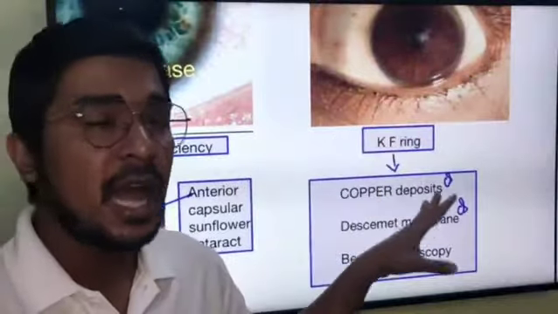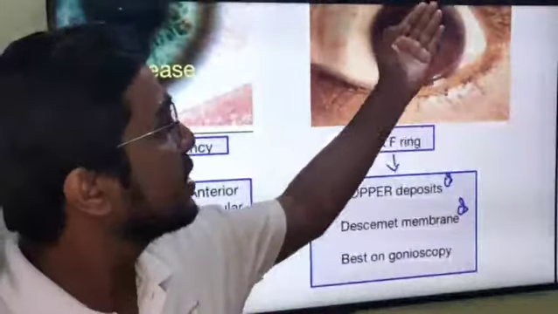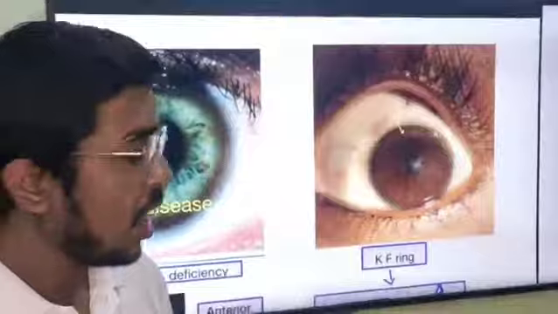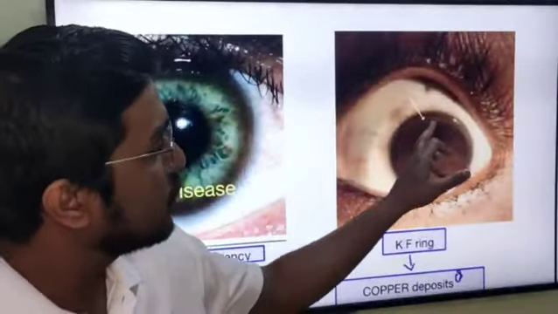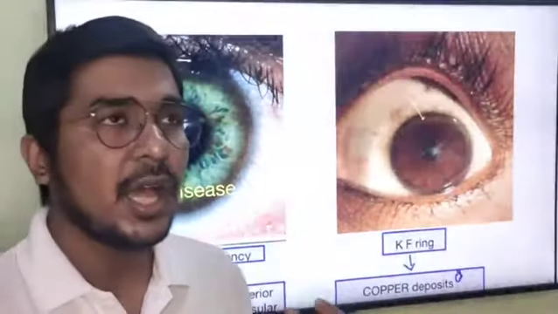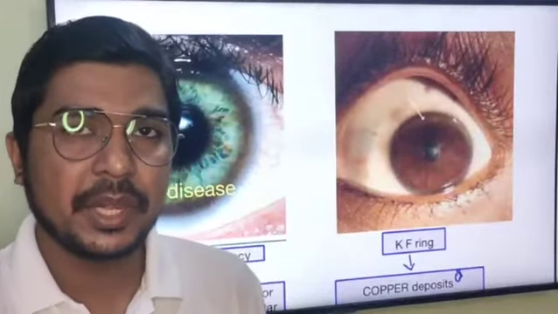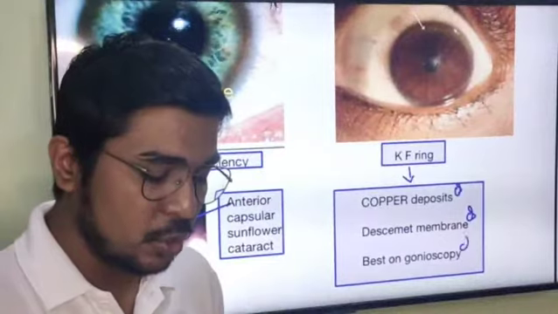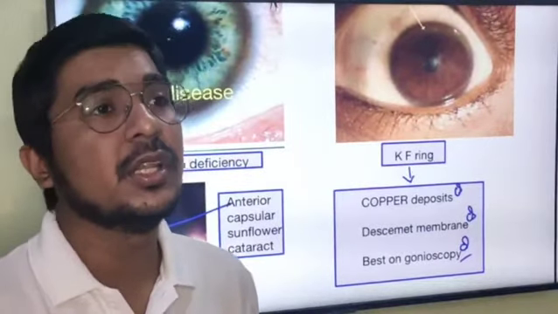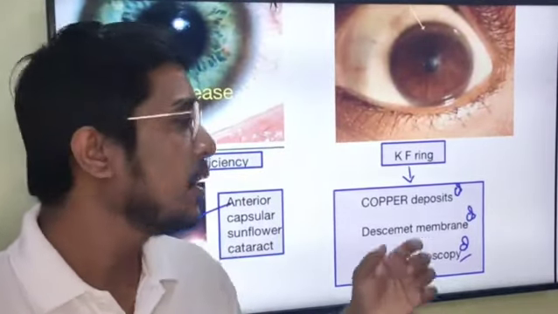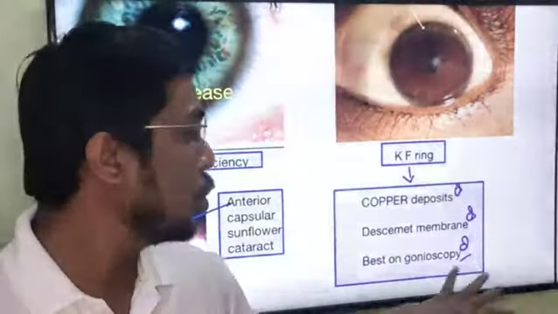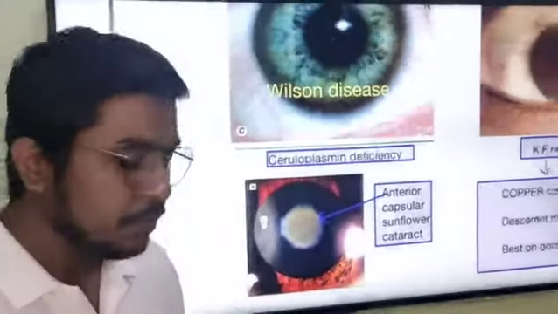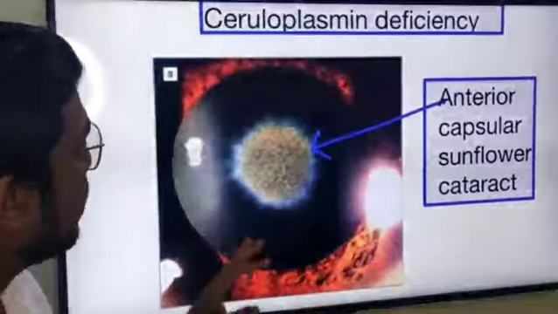How to see it? This is sometimes asked in the examination: how to see this Kayser-Fleischer ring. To see this Kayser-Fleischer ring, you have to do slit lamp examination, and the best is gonioscopy. So this can be a potential future question. I have not seen this type of question in the NEET PG examination, but this can be a potential future question: gonioscopy.